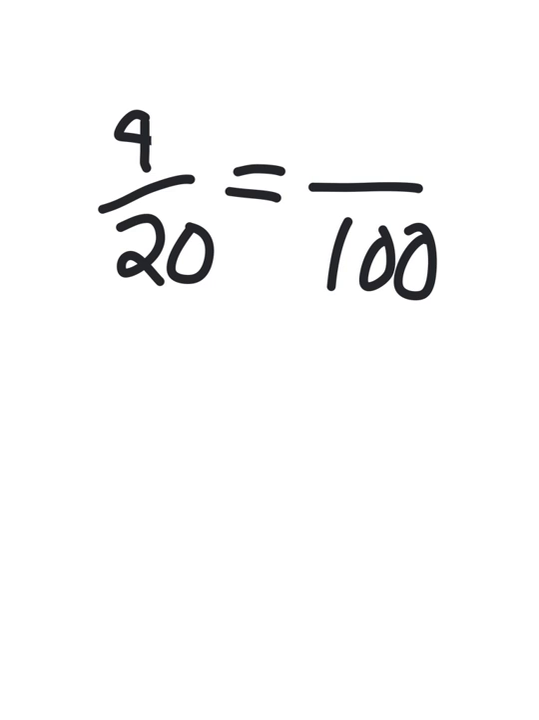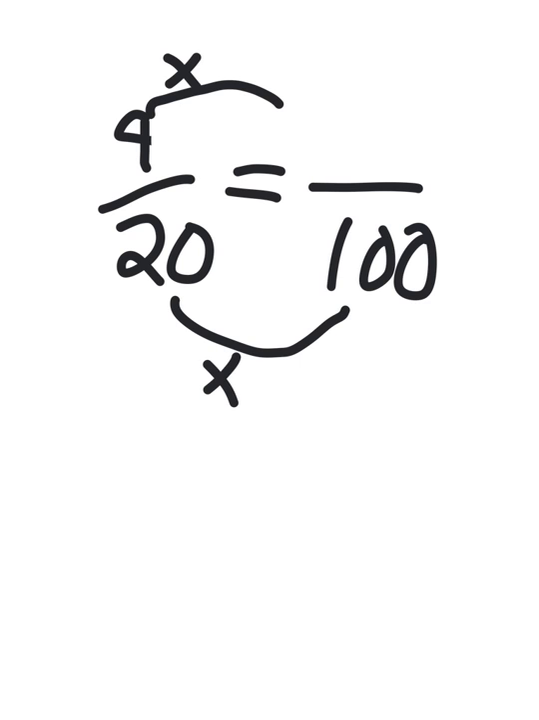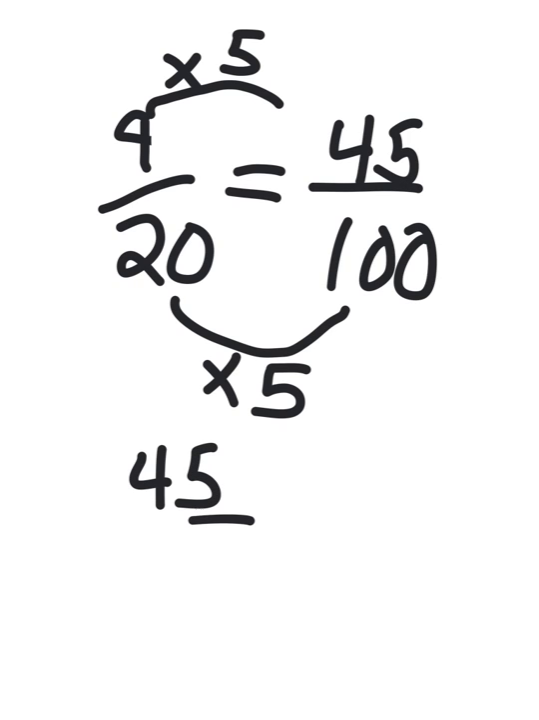So 20 times a number gives me 100. I have to multiply that same number by 9 as well, so I can have an equivalent ratio or equivalent fraction. So 20 times 5 is 100, right? Because 2 times 5 is 10, and add that 0 on the end of it is 100. So now I have to do 9 times 5 as well, which is 45. 45 over 100 is 45%.